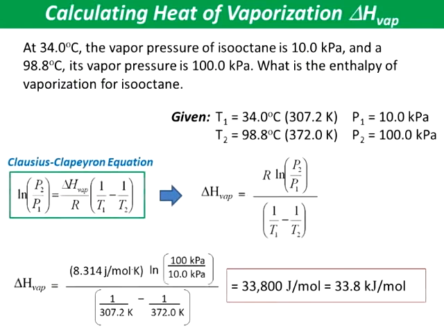One of the things we must do to solve this problem is rearrange the equation to solve for delta H. So we show you that rearrangement of the equation. We then plug in all of our variables from the problem, and we obtain 33,800 joules per mole. That is equal to 33.8 kilojoules per mole. It's important to note that R for the Clausius Clapeyron equation is 8.314 joule per mole K.